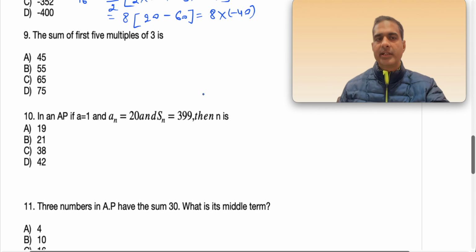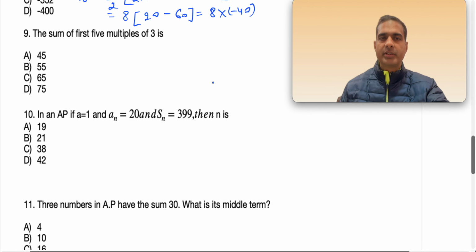Okay, question number 9. The sum of first 5 multiples of 3 is. So this is also a similar question to the previous one. If you want, you can pause the video and find the sum. I hope you would have tried. In this, we have to find the sum of first 5 multiples of 3. So I think you can try this as homework, and you can put the answer in the comment.